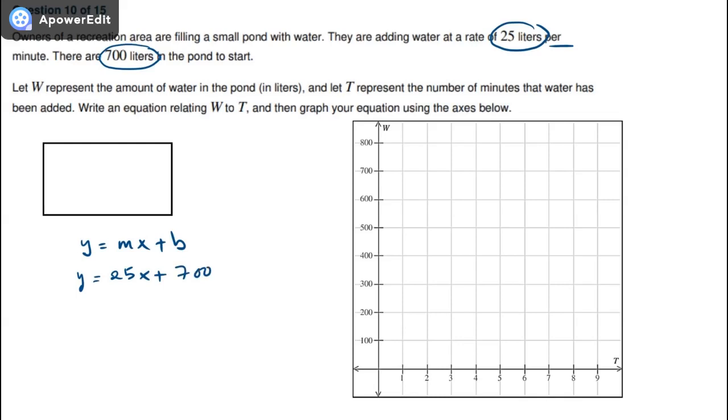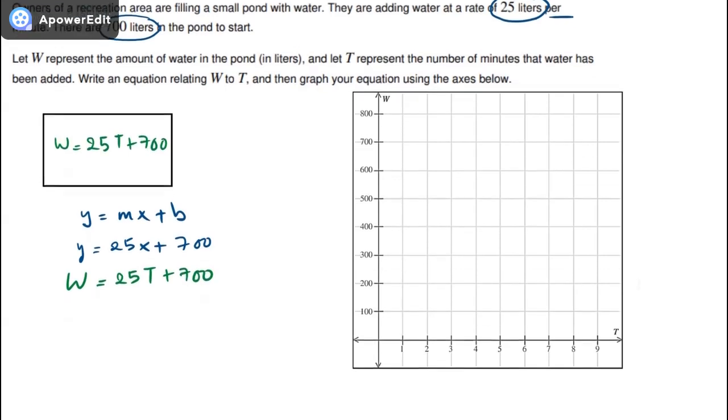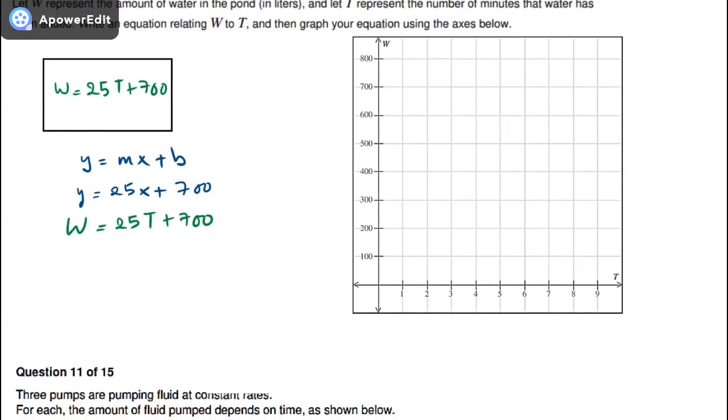Okay. Let W represent the amount of water and T represent the number of minutes. So, straightforward, that will be W equals 25T plus 700. So that will be the answer in the box. Make sure you convert your x and y to the letters that they asked you to use. And same idea as last time, we're going to do an x and y value table, where the x values will be 0, 1, and 2. So y equals 25x plus 700.